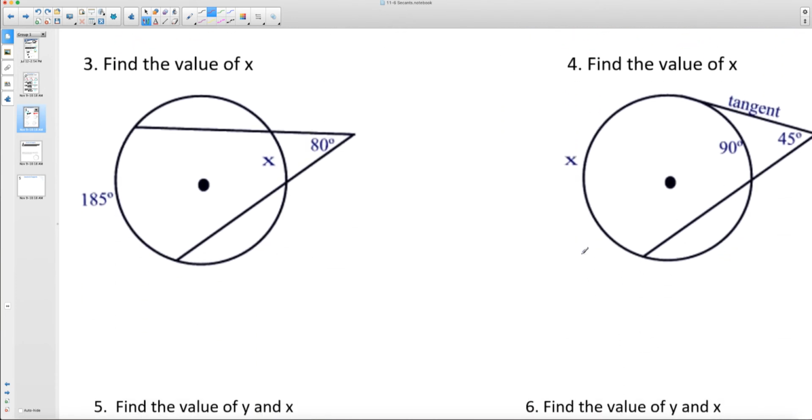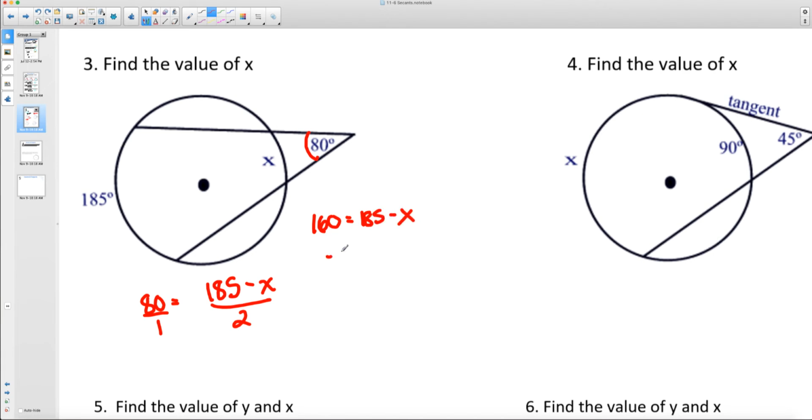So this next one, we have the angle this time. So we have the angle, so we know 80 degrees is going to equal the bigger arc, 185, minus the smaller arc, and then divide that by 2. So we can put this over 1 and cross multiply. So we're getting 160 equals 185 minus x.